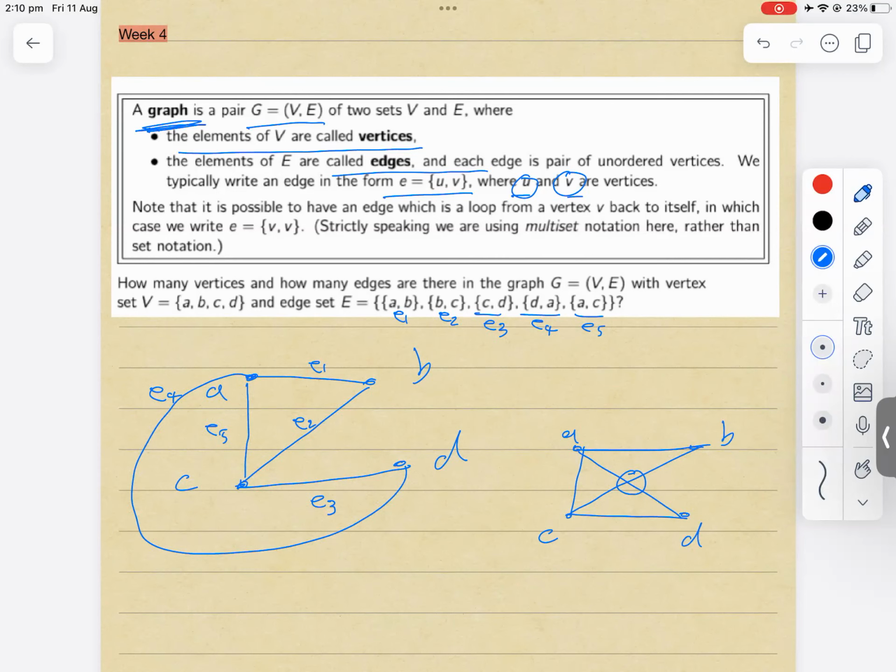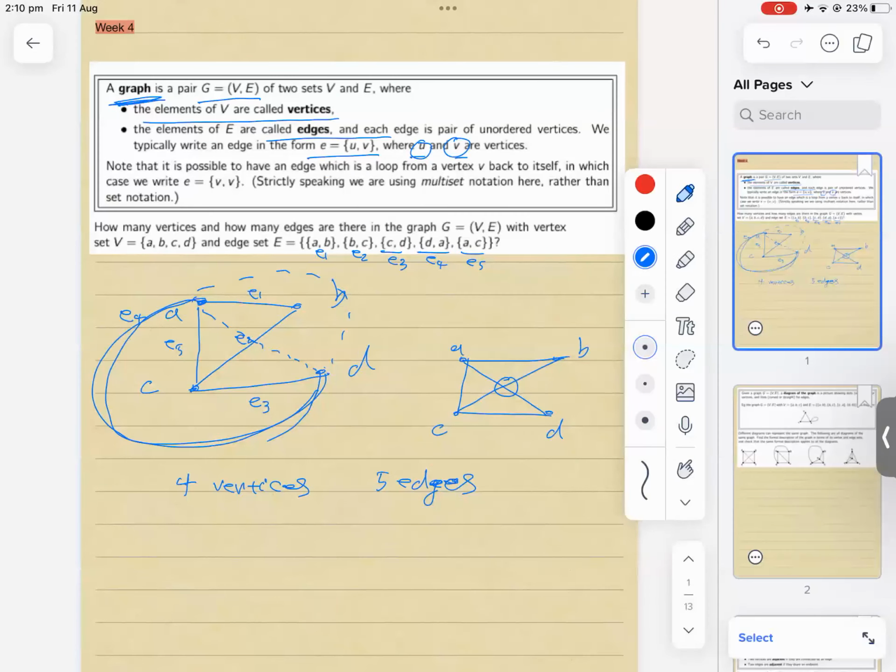So you can go from here to here, or from here, or from here. So we've got 4 vertices and 5 edges. Okay, so this has been updated and I don't know how to handle this.